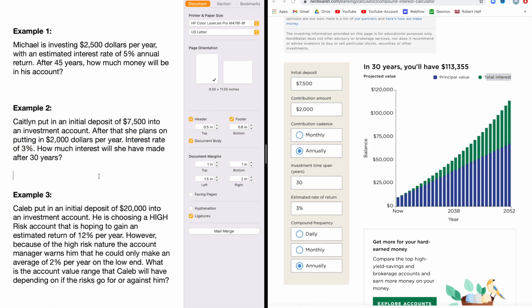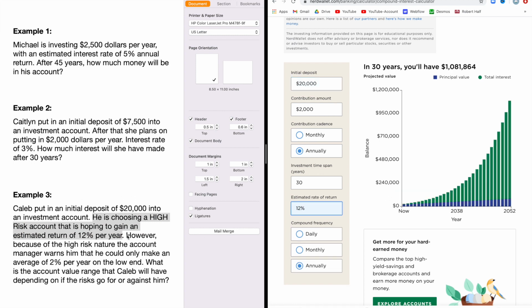So let's look at example 3, our last one. Caleb put in an initial deposit of $20,000 into an investment account. So we're going to go $20,000 was the initial deposit. He is choosing a high risk account that is hoping to gain an estimated return of 12% per year. So we can skip down: estimated return of 12% per year, which is very high. However, because of the high risk nature of the account, the manager warns him that he could only make 2% per year on the low end. So we'll deal with that in a second. But first, let's focus on his 12.